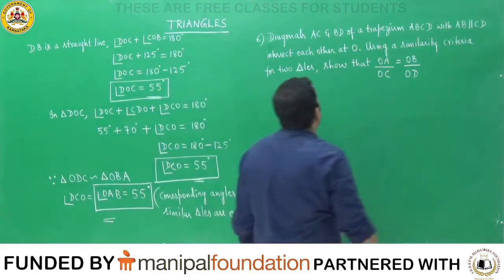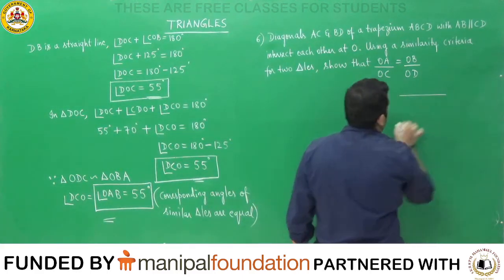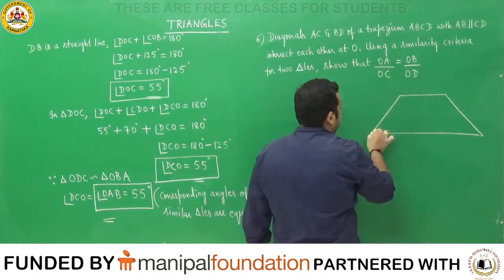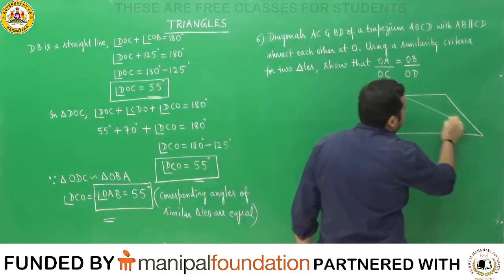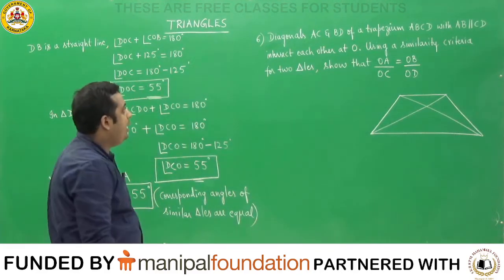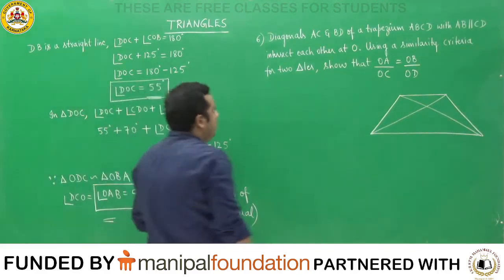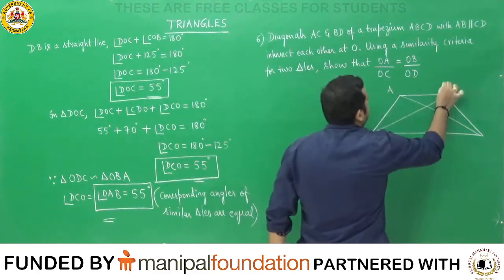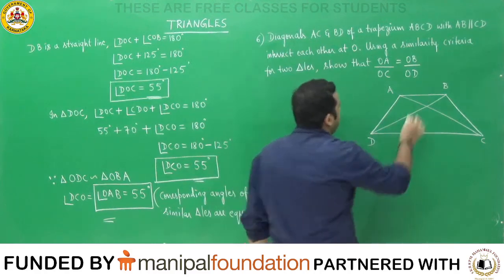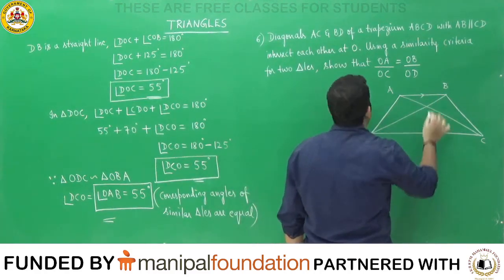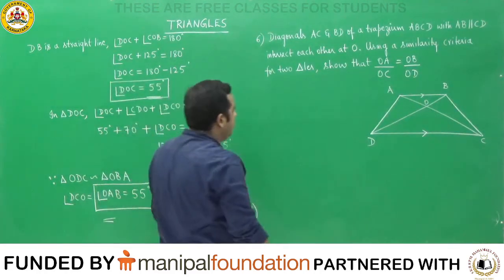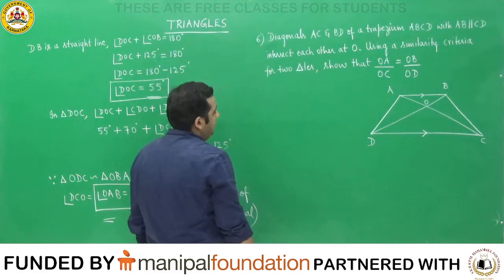All right, now. Diagonals of a trapezium ABCD like this, in which trapezium means two sides are parallel, right? Two sides are parallel, two sides are oblique, meaning non-parallel. Diagonals AC and BD of a trapezium ABCD with AB parallel to CD intersect each other at the point O. Using a similarity criteria, show that OA by OC is equal to OB by OD.